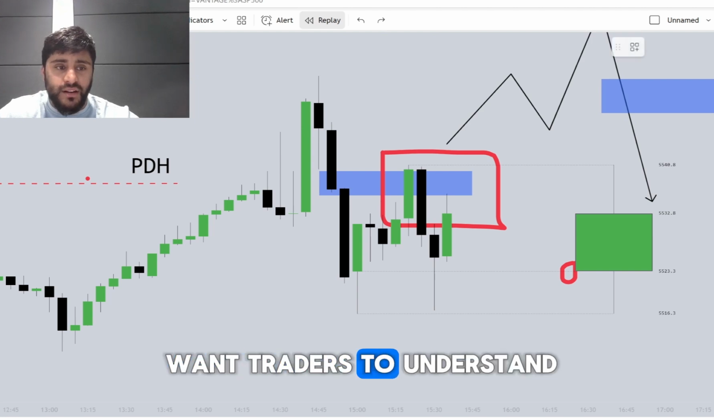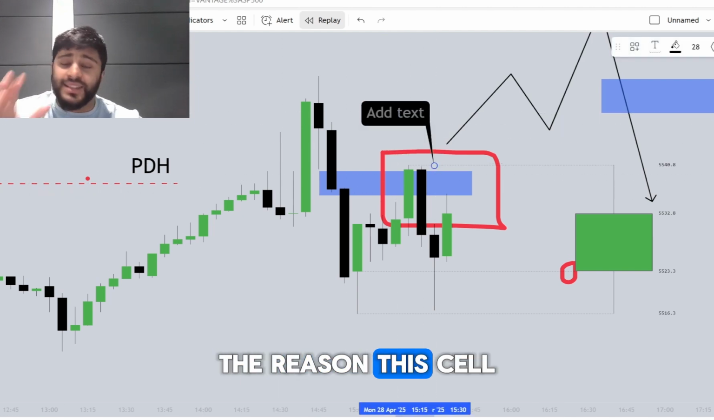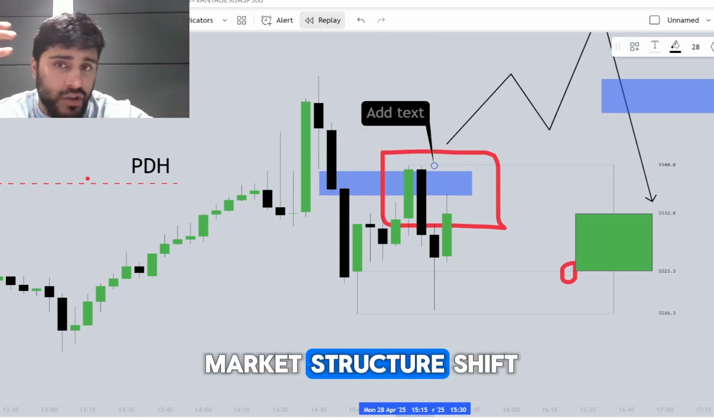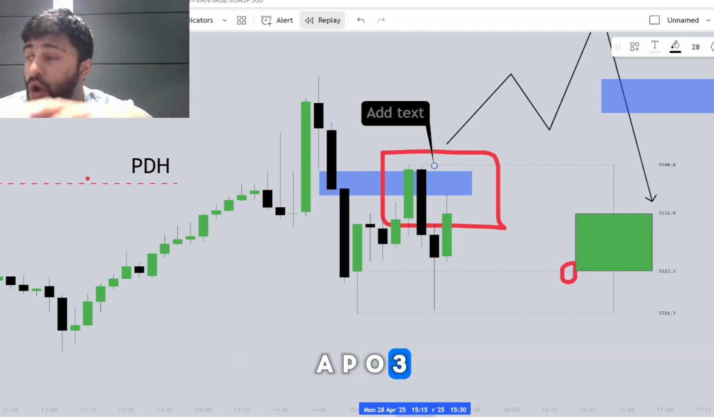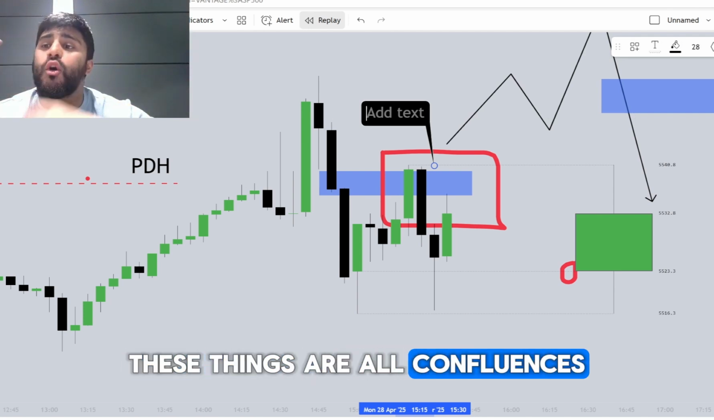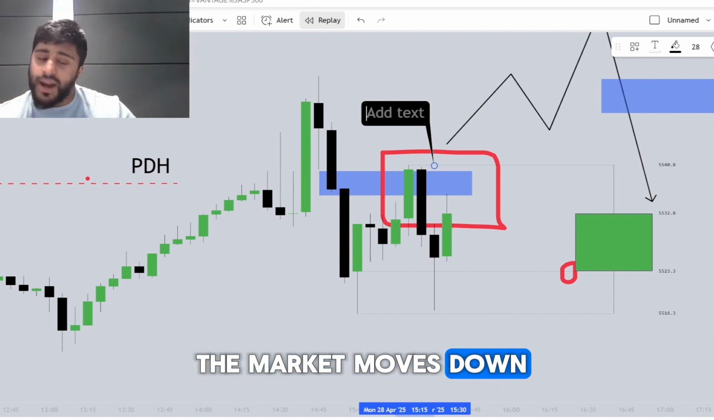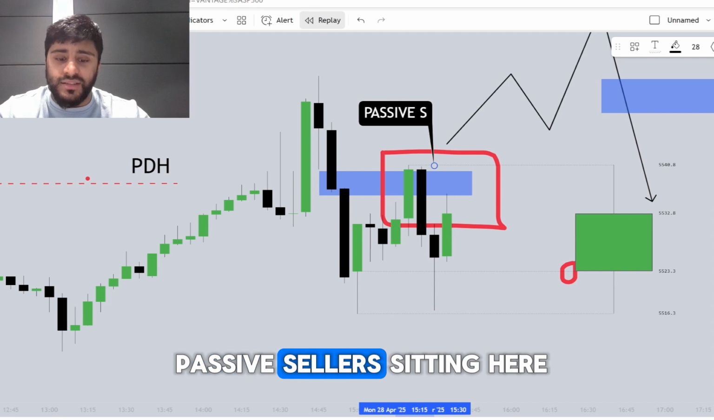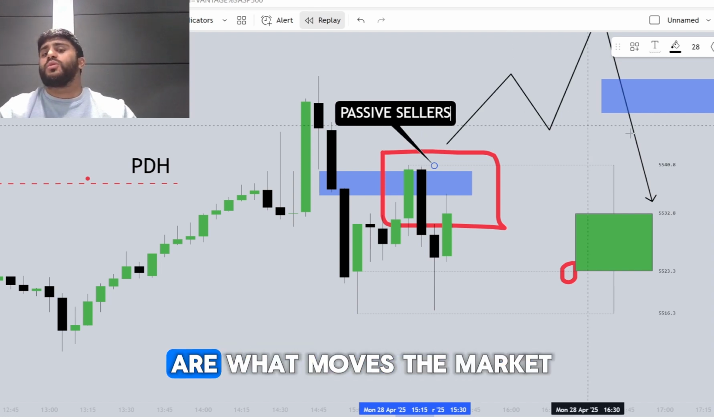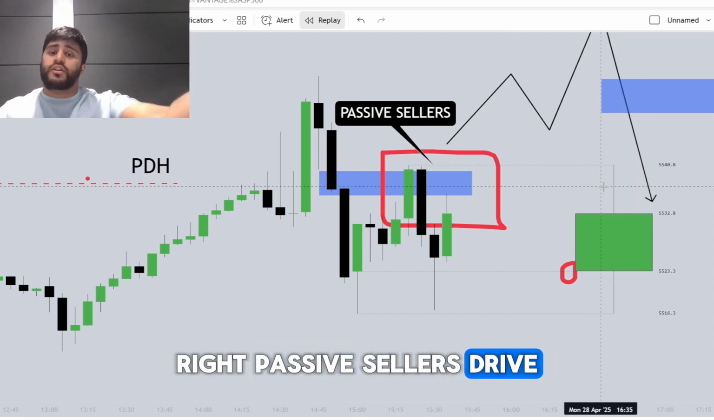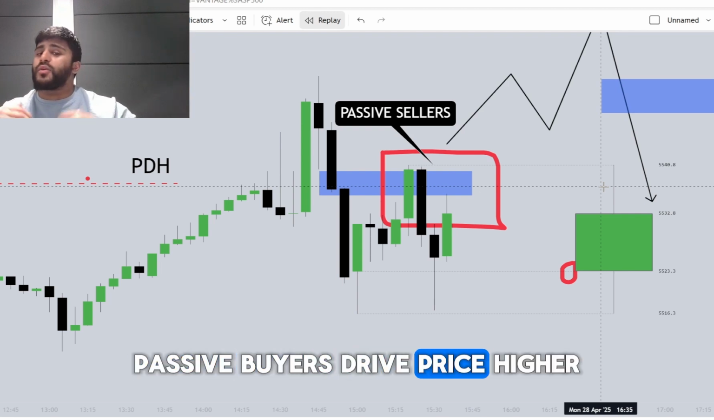And this is what I want traders to understand. The reason this sell trade worked out isn't because of a market structure shift, a fair value gap, a PO3, or any indicator. These things are all confluences. But the actual reason the market moves up, or in this case, the market moves down, is because there were passive sellers sitting here. Now, these passive sellers are what moves the market, right? Passive sellers drive price lower, passive buyers drive price higher.